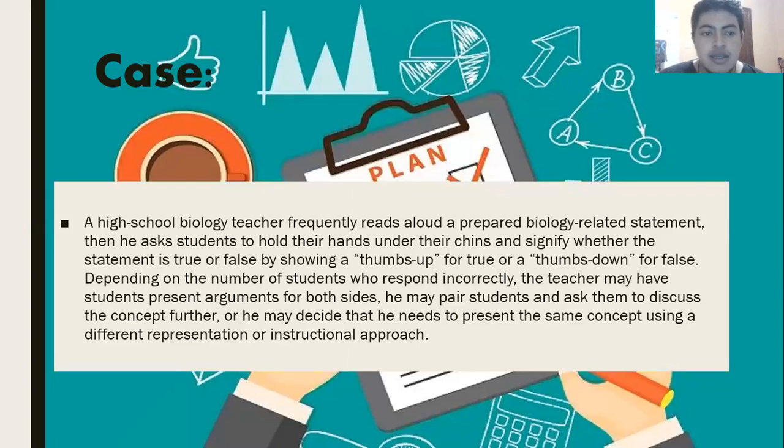And also we have a case. A high school biology teacher frequently reads aloud a prepared biology-related statement. Then he asks students to hold their hands under their chins and signify whether the statement is true or false by showing a thumbs up for true or a thumbs down for false. Depending on the number of students who respond incorrectly, the teacher may have students present arguments for both sides. He may pair students and ask them to discuss the concept further, or he may decide that he needs to present the same concept using a different representation or instructional approach.